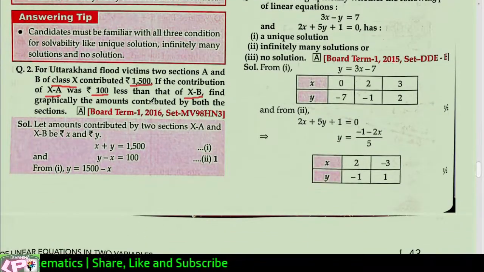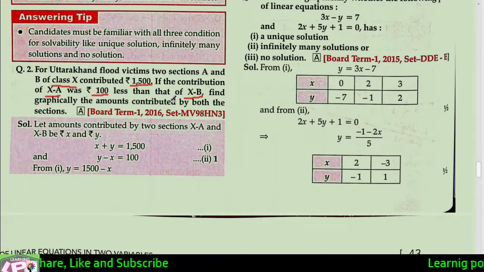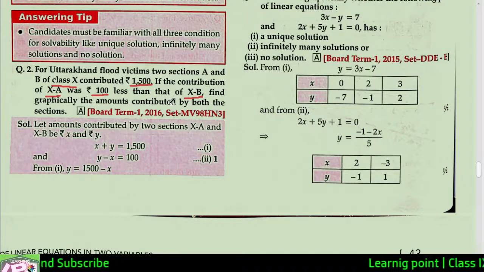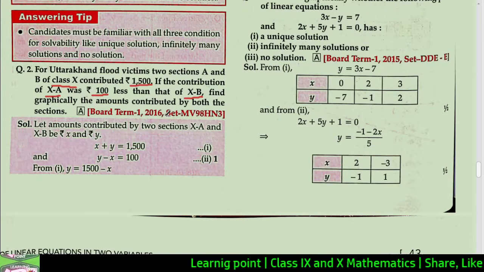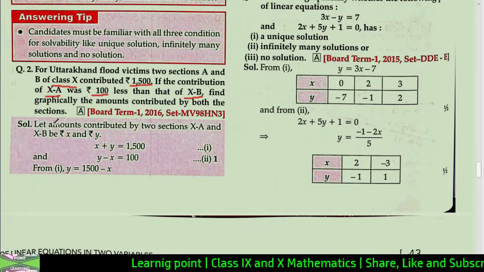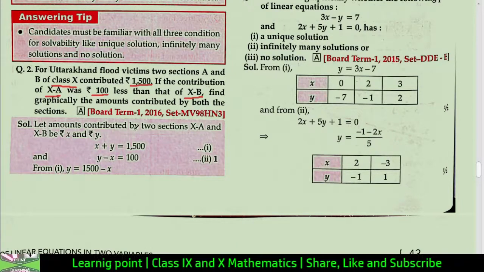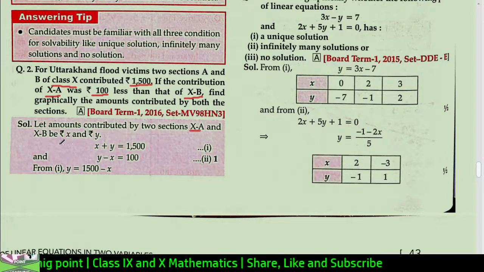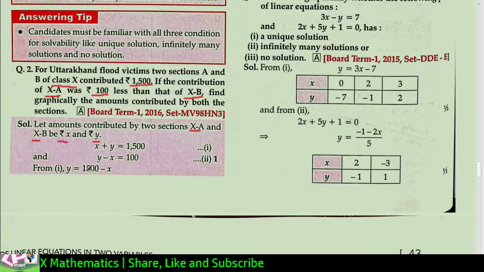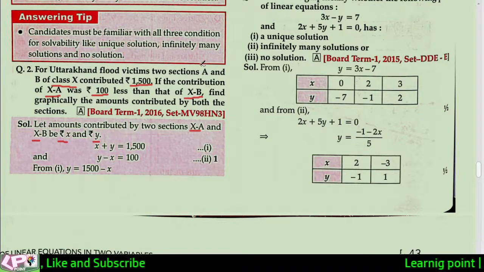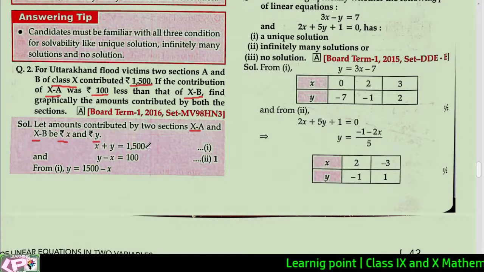This is actually a word problem. You need to convert this into mathematical, that is algebraic, format. Then you need to draw the graph for both equations, and then you will get the answer. Now look here. Let us assume the amount contributed by section A is rupees x and section B is rupees y. The sum contributed by A plus contributed by B is equal to 1500. So x plus y is equal to 1500.